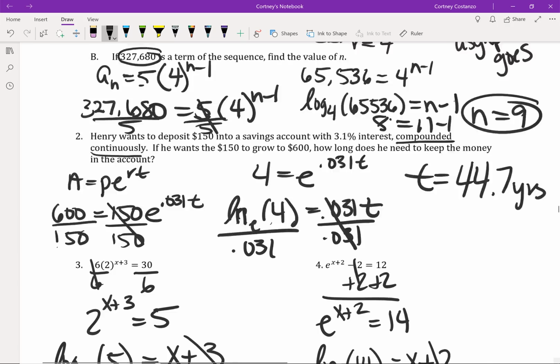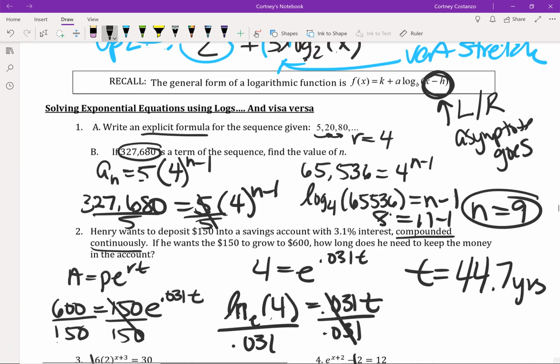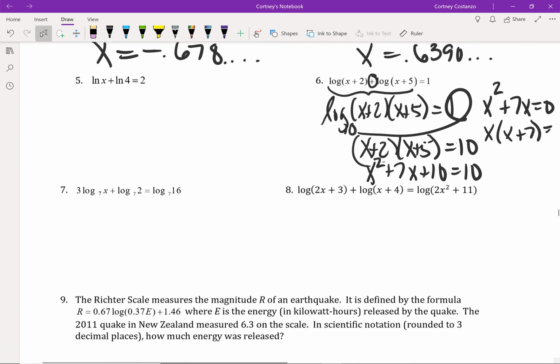GCF. Oh boy, where did I go? Sorry about that. Equals 0 over here. I'm running out of room. One of my answers is 0. One of my answers is -7. And then please check your solutions.